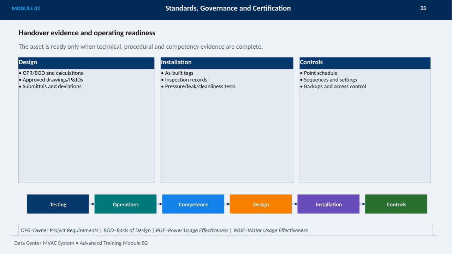Moving on to installation, as-built tags are essential, as well as inspection records and pressure, leak, and cleanliness tests to ensure everything is up to standard. For controls, we focus on the point schedule, sequences and settings, plus backups and access control to maintain system integrity. Testing and operations follow, ensuring the system functions as required. Lastly, competence is key. Everyone involved must be properly trained and qualified. This comprehensive approach ensures a smooth, successful handover and reliable operation of the Data Center MVAC system.